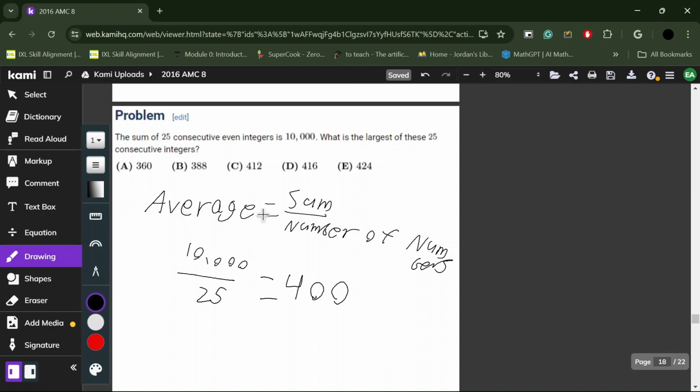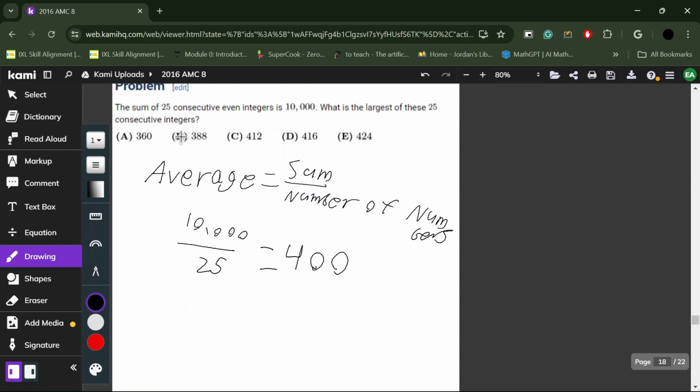And then from 400, we know that's the middle number. How do we know that? Because the average is going to be kind of like the median where it's in the middle. So I'm going to point out that it says even, right? And since this number is in the middle, it's the 13th number, right?